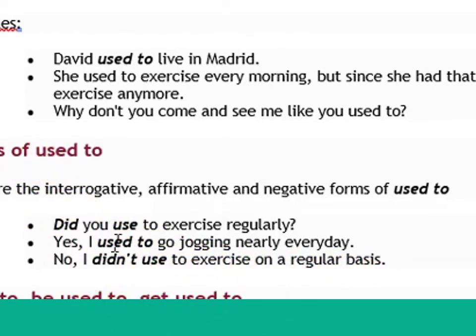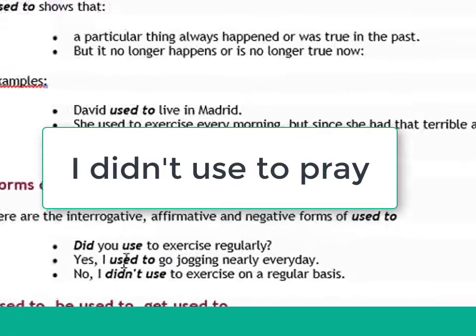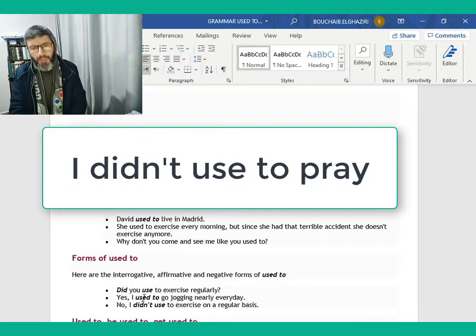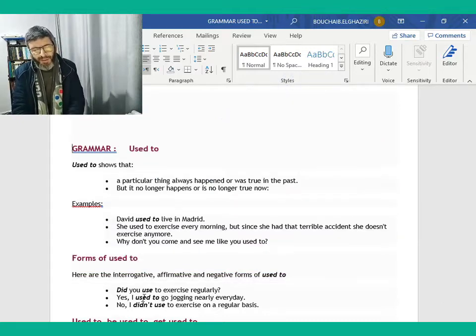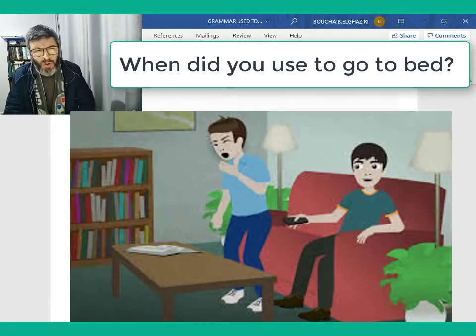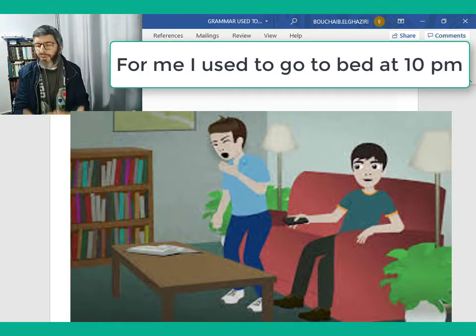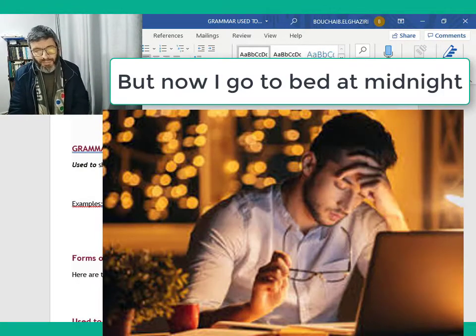Other examples: I didn't use to pray, but now I pray 5 times a day. When did you use to go to bed? For me, I used to go to bed at 10 o'clock, but now I go to bed at midnight.